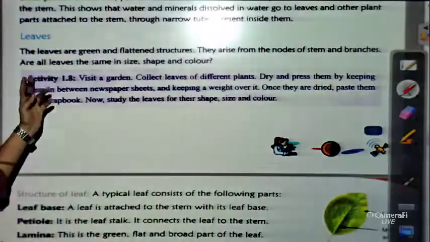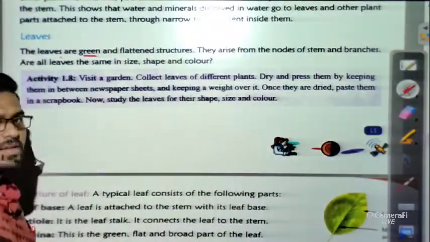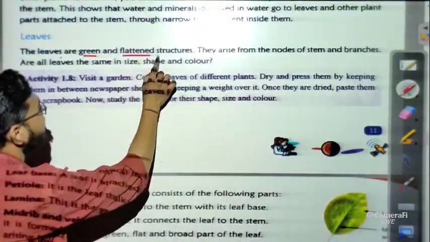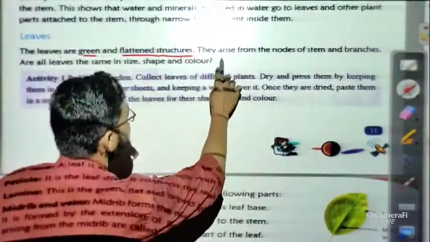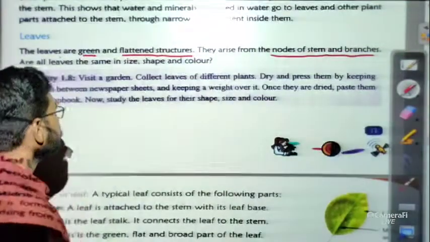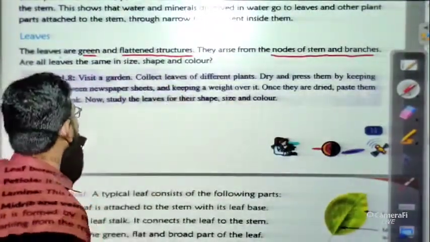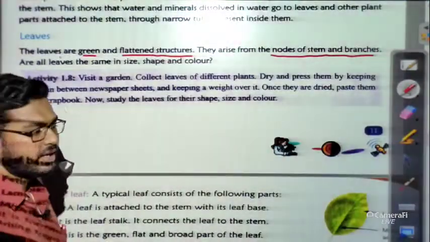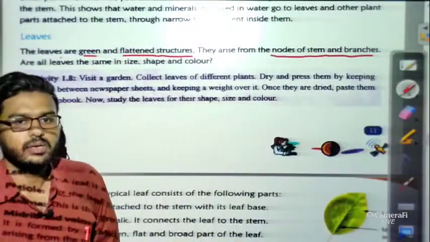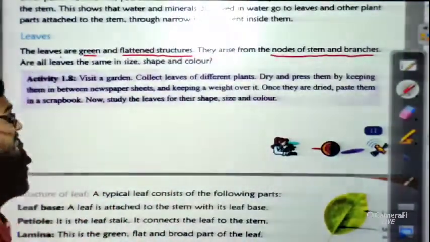So just have a look. Most of the leaves are green. You can say 95% of leaves are green and flattened structures. They arise from the nodes of the stem and branches. Are all leaves the same size, shape and color? If I ask you whether all leaves have the same color, your answer will be no. Obviously no, there are leaves of different colors.